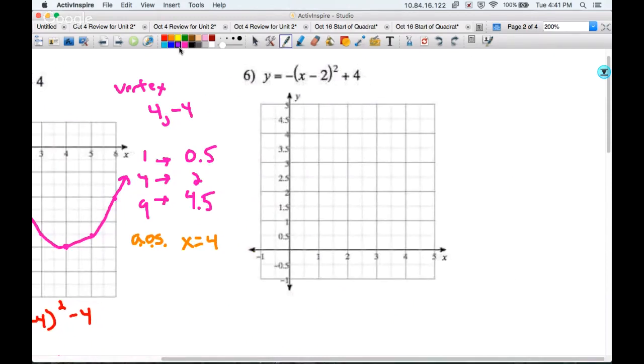All right, last one of this type. Our vertex is at 2, 4. Put a point at 2, 4. 1, 4, 9 becomes negative 1, negative 4, negative 9. Down 1, down 4. Make it symmetrical.